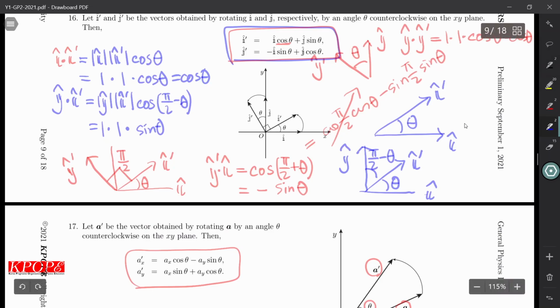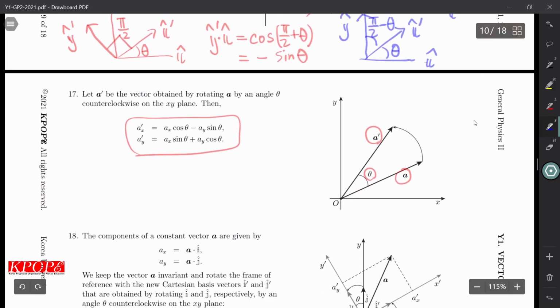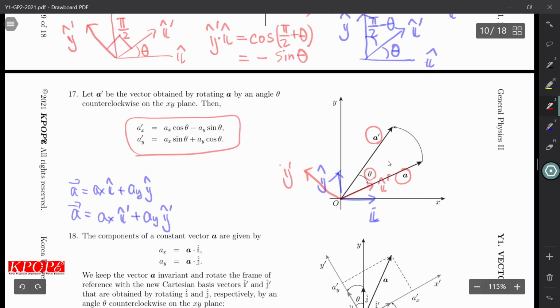First of all, the vector A was ax I hat plus ay j hat, right? If we rotate by an angle, what you find A is ax I prime plus ay j prime, because this is I and this is j. After rotation by an angle theta, this is I hat prime, this will be j hat prime. So the components will be the same with respect to each of the basis vectors.